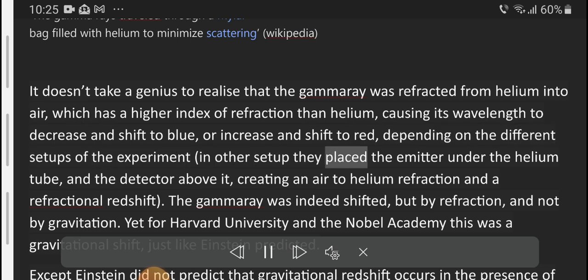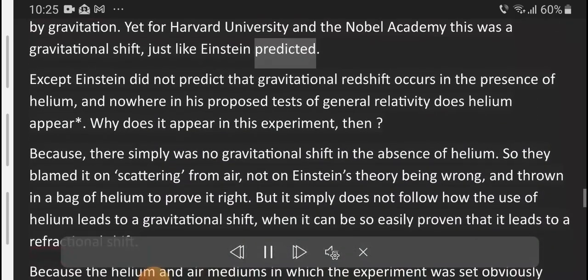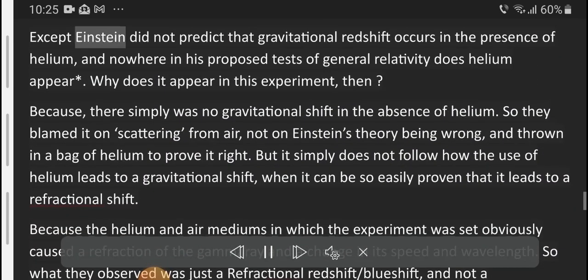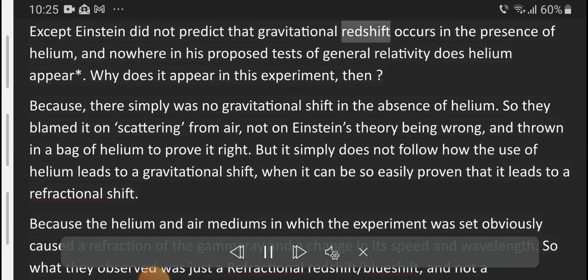In another setup they placed the emitter under the helium tube, and the detector above it, creating an air-to-helium refraction and a refractional redshift. The gamma ray was indeed shifted, but by refraction, and not by gravitation. Yet for Harvard University and the Nobel Academy this was a gravitational shift, just like Einstein predicted. Except Einstein did not predict that gravitational redshift occurs in the presence of helium, and nowhere in his proposed tests of general relativity does helium appear.